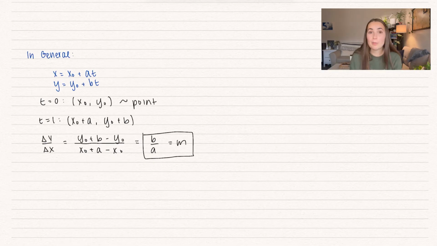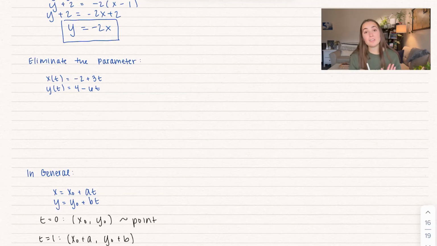It comes from the slope and a point. Going back to our original example, we can also eliminate the parameter without having to graph it out. Graphing it out is one way. You can also do it in more of an algebraic way.